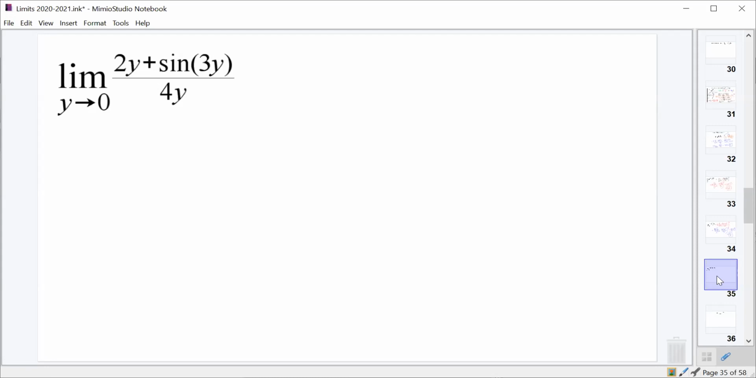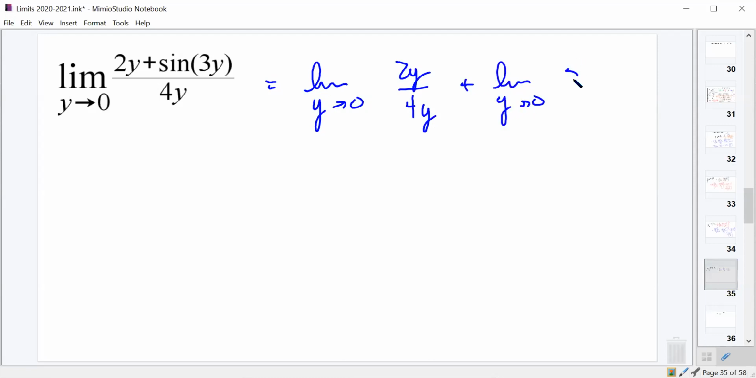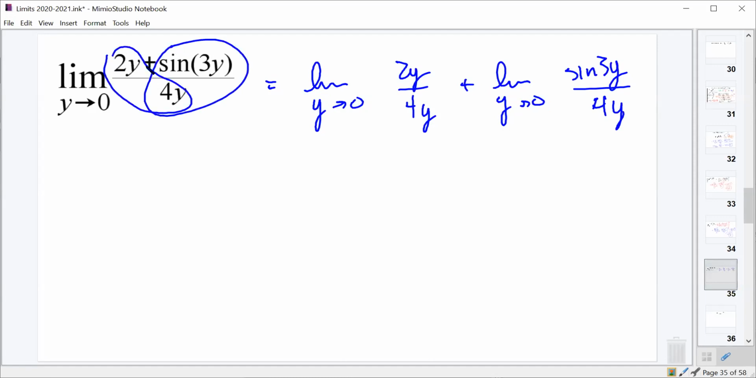Can you write them as 2 separate fractions? Sure, what 2 fractions do you want to write them as? 2y over 4y plus sine of 3y over 4y. All right, limit as y approaches 0 of 2y over 4y, plus limit as y approaches 0 of sine 3y over 4y. Everybody good with that? So we did the 2y over the 4y, and we did the sine 3y over the 4y. 2 separate fractions, separated out as 2 separate limits.